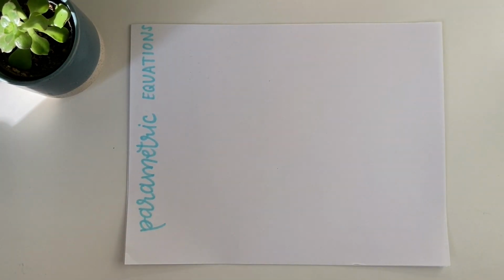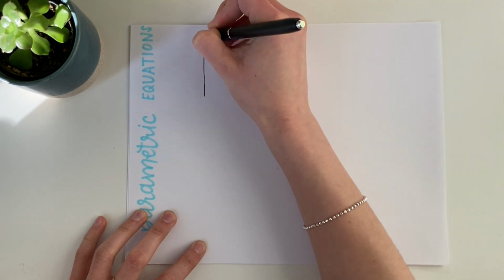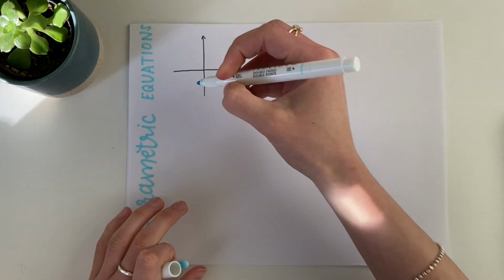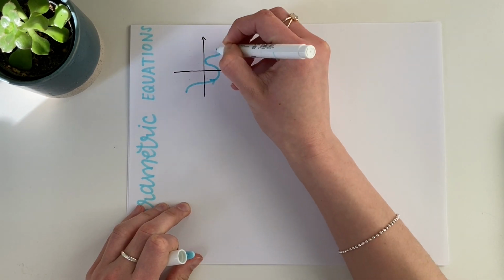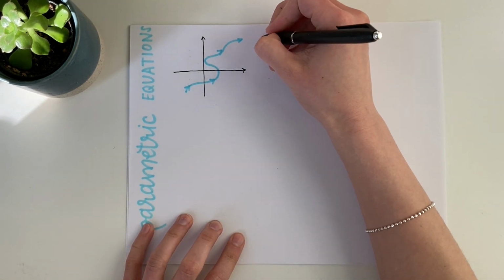Hey guys, today we are going to be talking about parametric equations. So, why are parametric equations important? They allow us to represent complex curves in a more convenient way than traditional Cartesian equations.